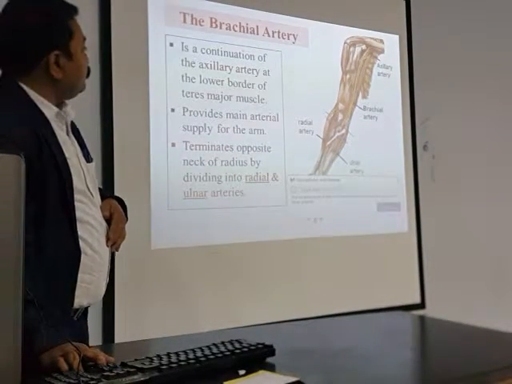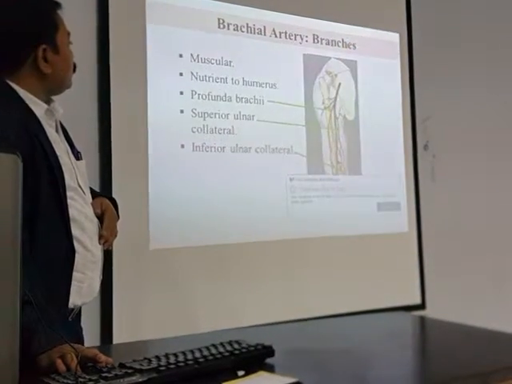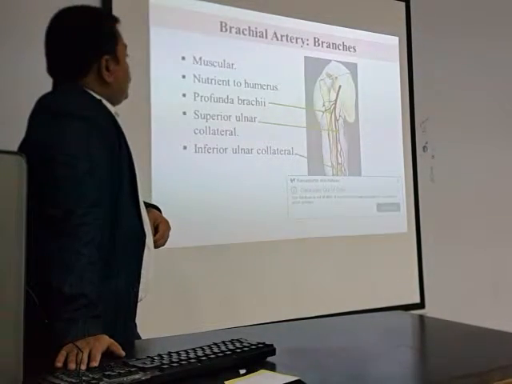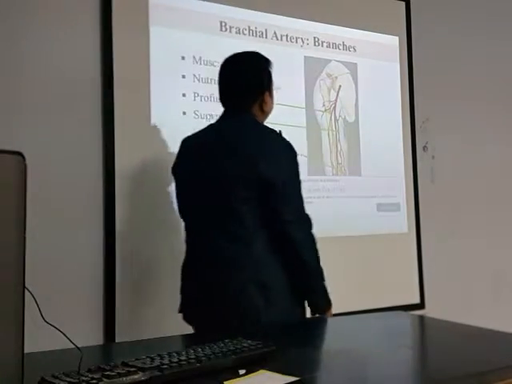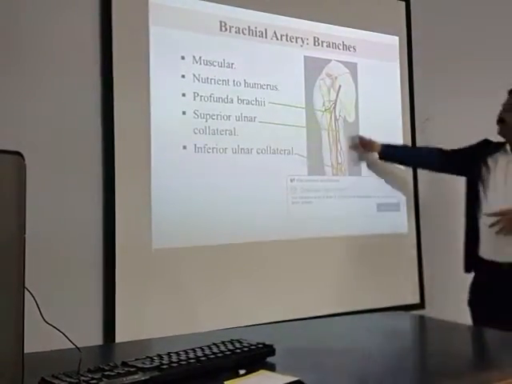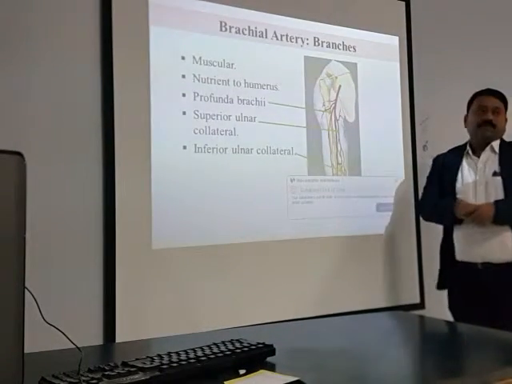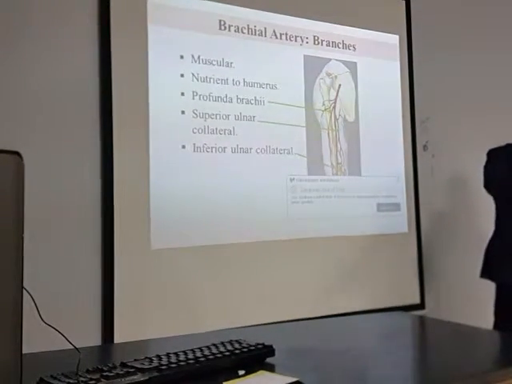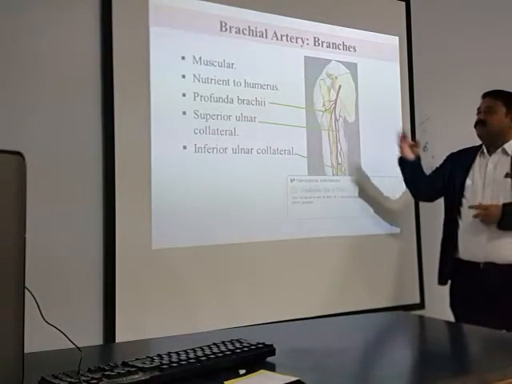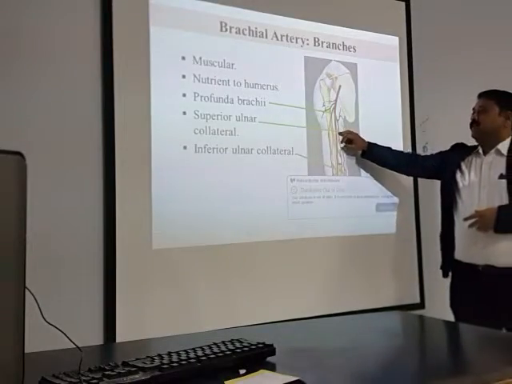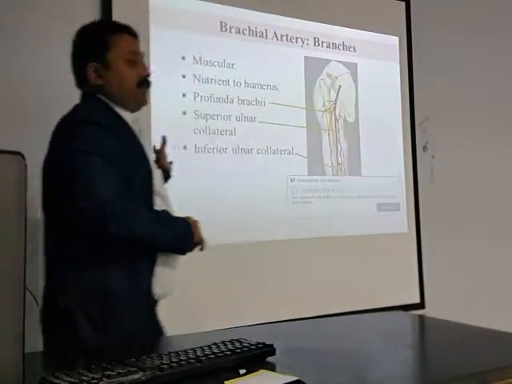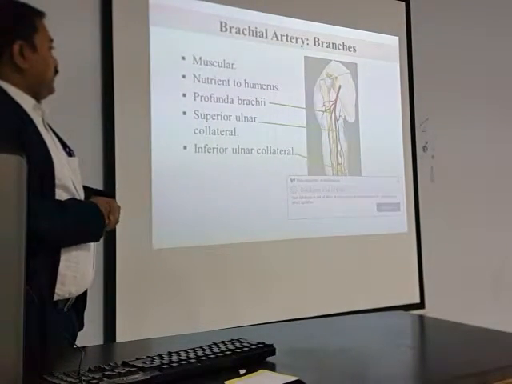And the branches of the brachial artery. So it gives rise to the muscular artery, nutrient artery to the humerus. Okay, and this is the profunda brachii, the larger branch from the brachial artery, isn't it? And superior ulnar collateral, okay, and the inferior ulnar collateral. So these are the branches from the brachial artery.